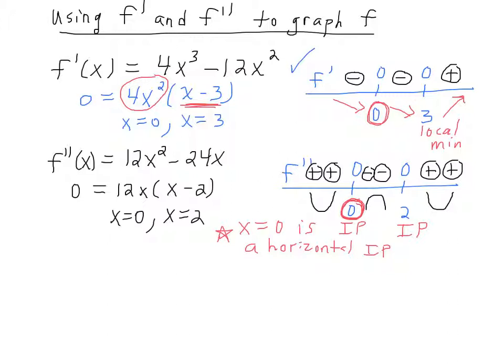So a horizontal inflection point is always going to show up on both sign diagrams. If that's the case, you know it's a horizontal inflection point. Call it a HIP if you want. All right, so now what we're going to do is try to put these pieces together and form a graph for our function f.